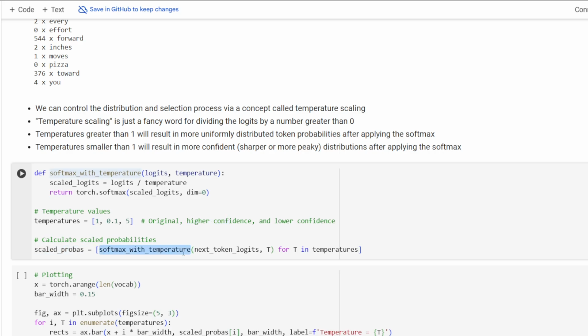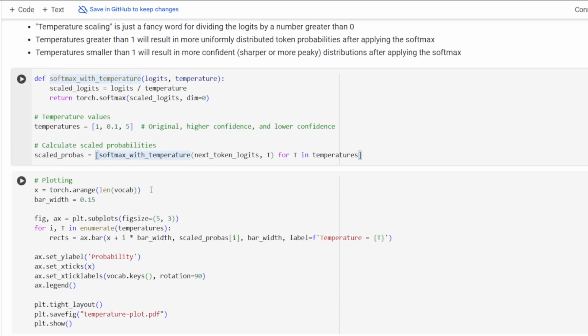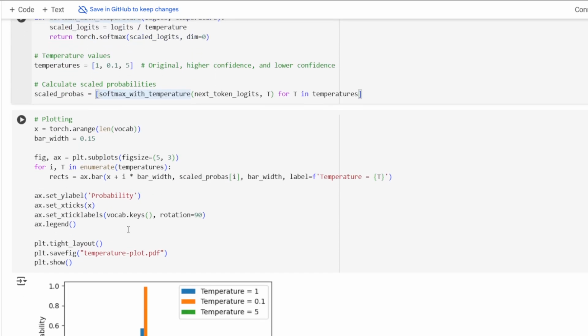So this is softmax with temperature for next tokens, for T in temperature. It's going to take this temperature, run this function, put it in the list, run the function again when it's 0.1, put it in the list, and then run the function again when it's 5 and put it in the list. So now we have a list of softmax with temperatures. Let's plot them.